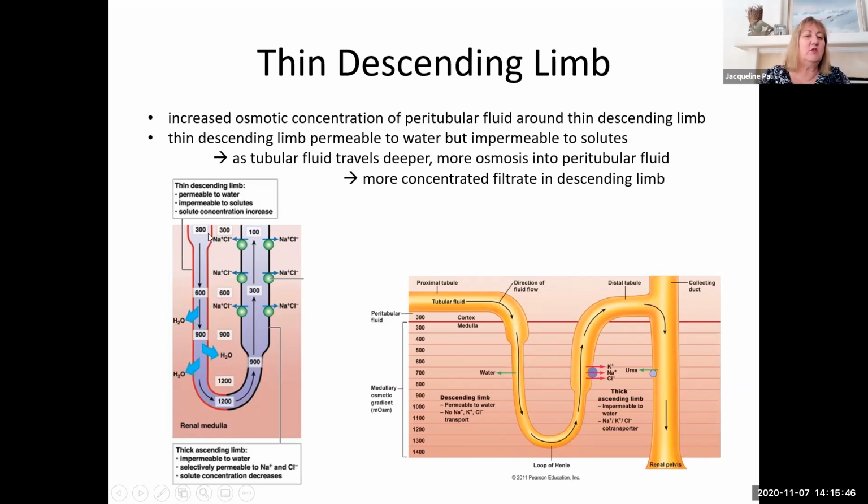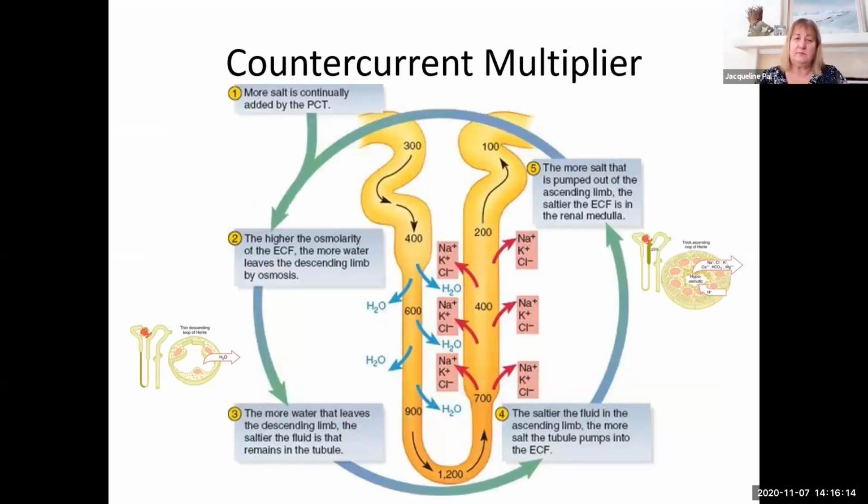And so on this one, you can see the numbers changing from being very low to being super concentrated by the time it's hitting the hairpin curve of the loop of Henle. And then it will start ascending in the thin ascending portion, but as soon as it hits that thick portion, now we're going to have the active transport of sodium and chloride back out of it.